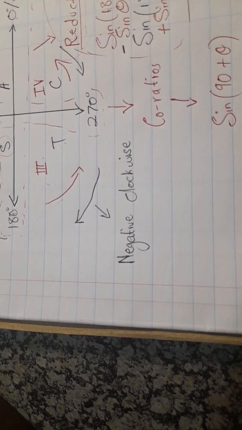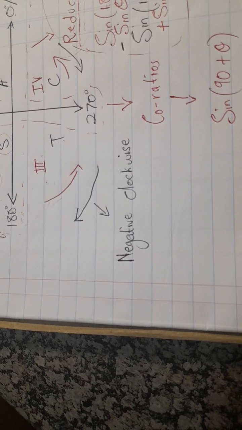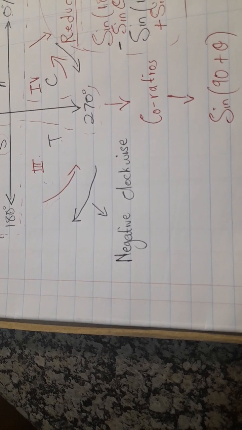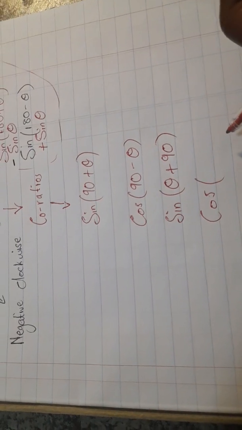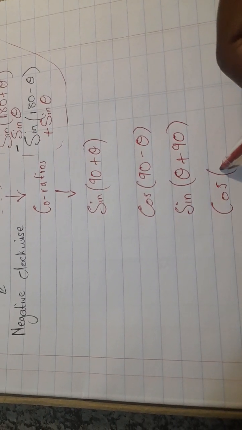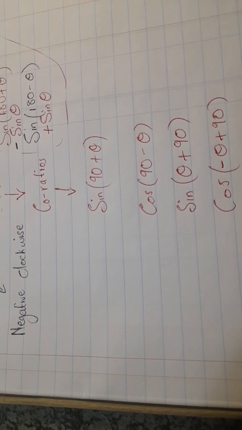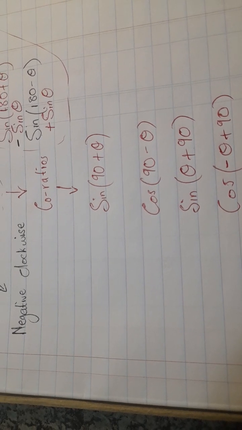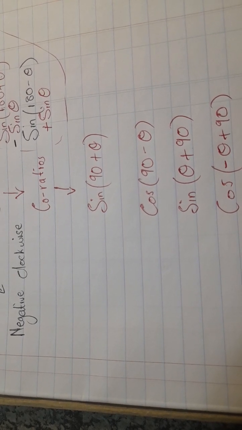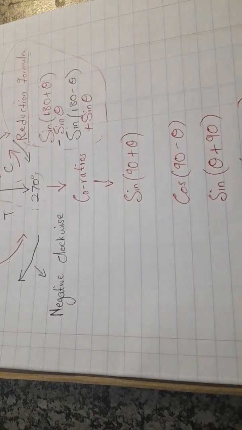Here I have sine theta plus 90. Here I have cos, or any number, negative theta plus 90. Here I have cos negative theta minus 90. You see? So let's deal with the first one first.